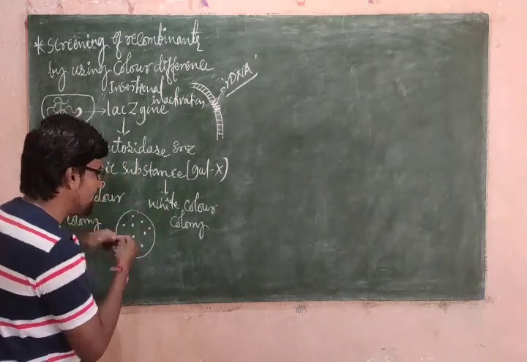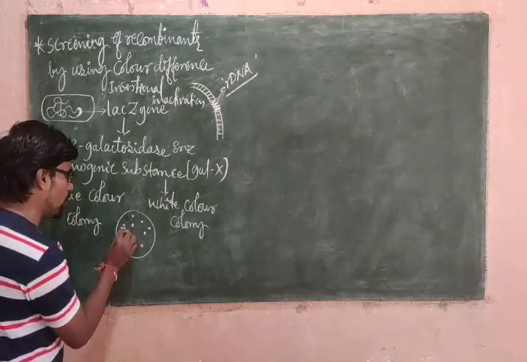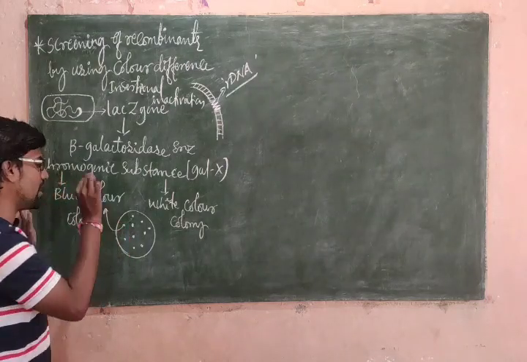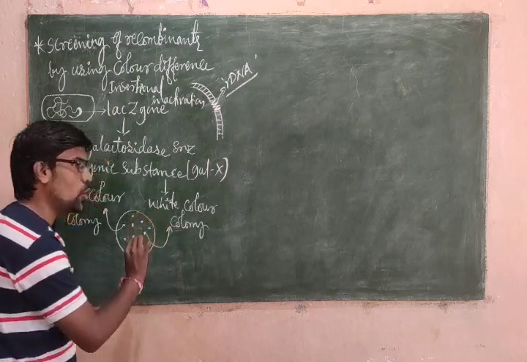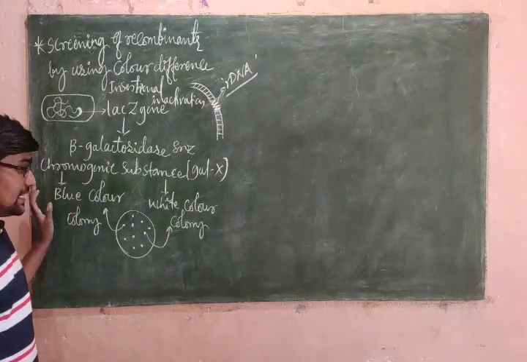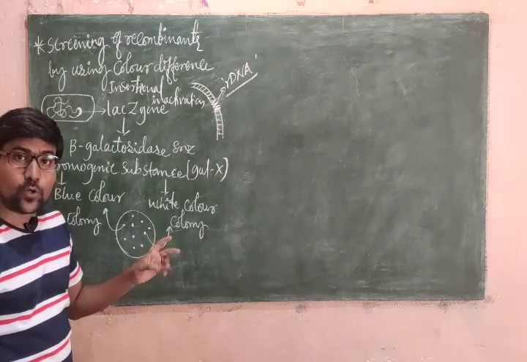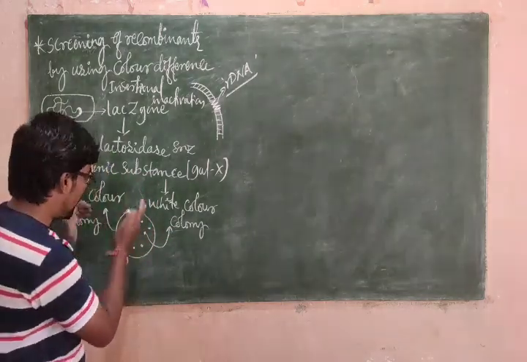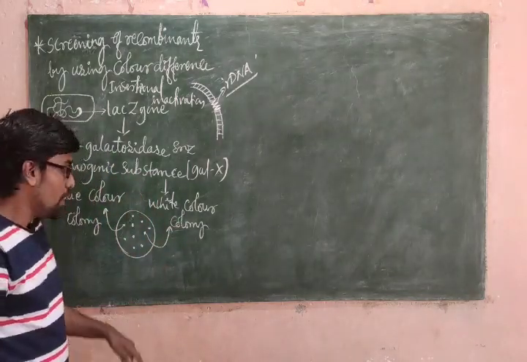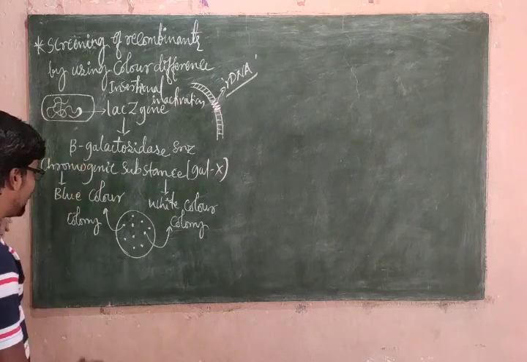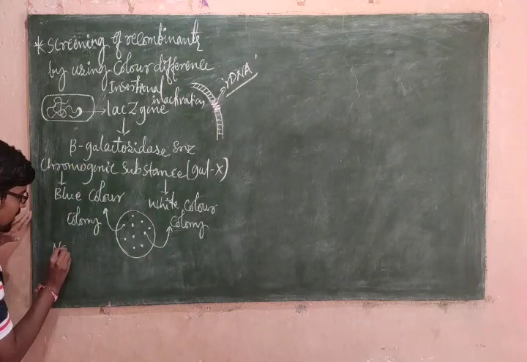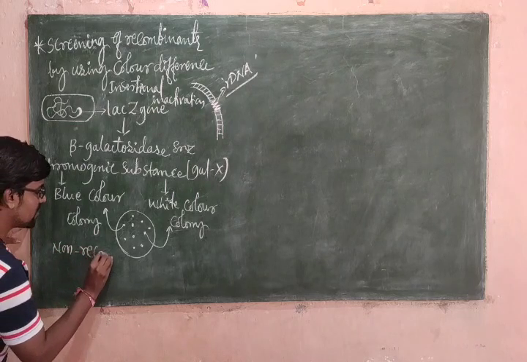Now here some of the bacterial colonies will be blue. Some of the bacterial colonies are blue. Some of the bacterial colonies are white. That means the same bacterial cell is producing two color colonies: white color colony, blue color colony. Blue color colony means these cells we will refer to as non-recombinants.